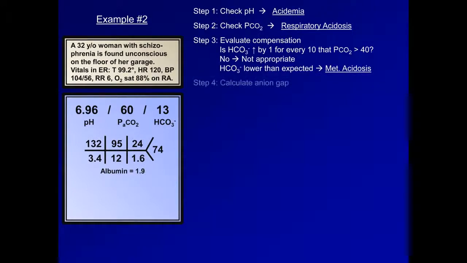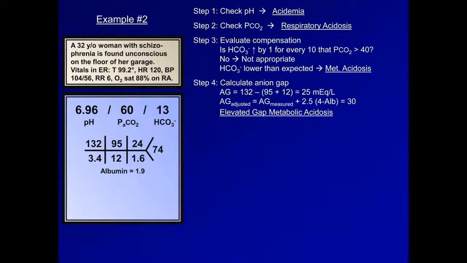So therefore, not only is compensation not appropriate, there must be an additional metabolic acidosis. Step 4. The anion gap. 132 minus the sum of 25 and 12 is 25. Adjusted for albumin, it becomes 30. So there is an elevated gap metabolic acidosis. Step 5. The delta ratio, which is delta anion gap divided by delta bicarb. 18 divided by 12 is 1.5.